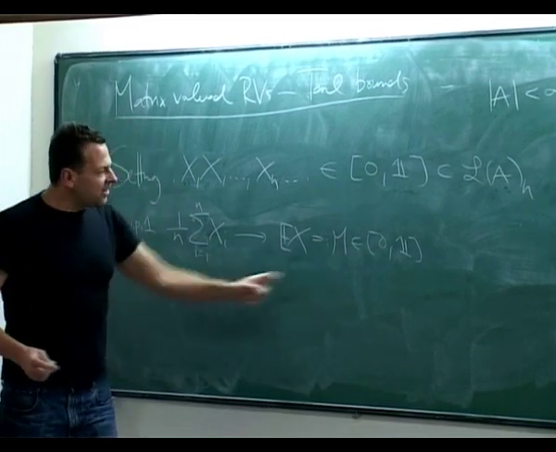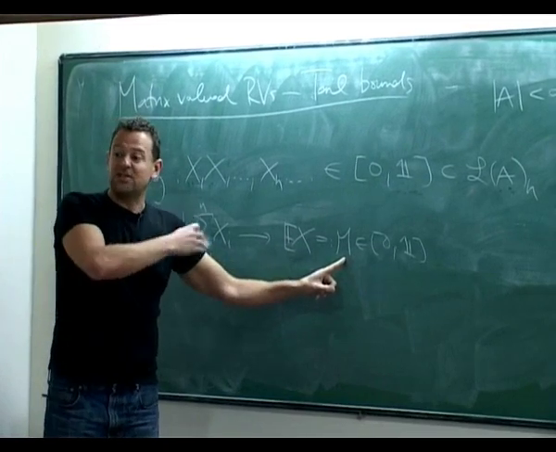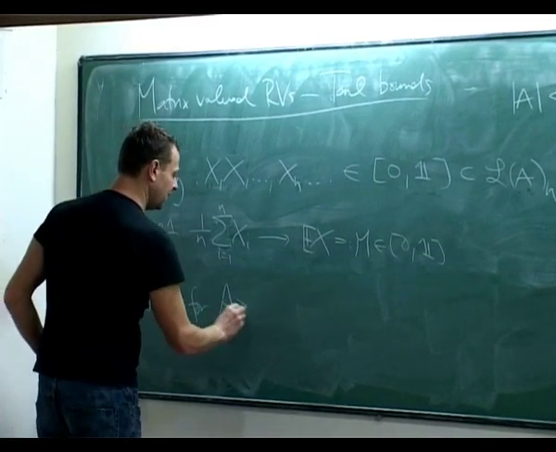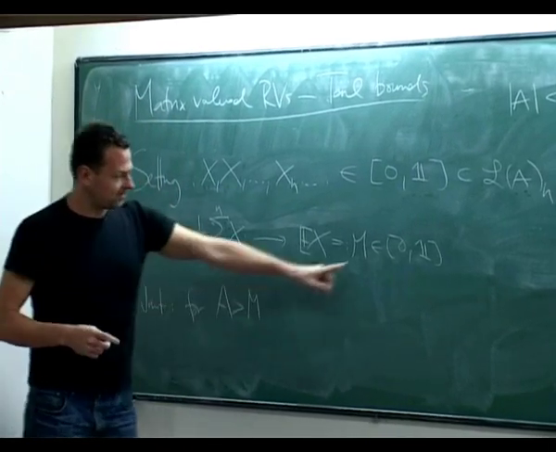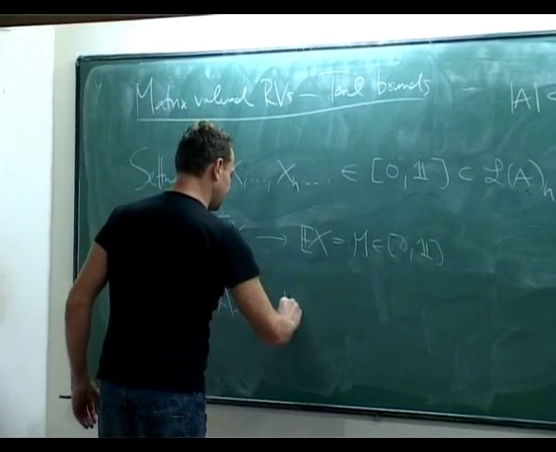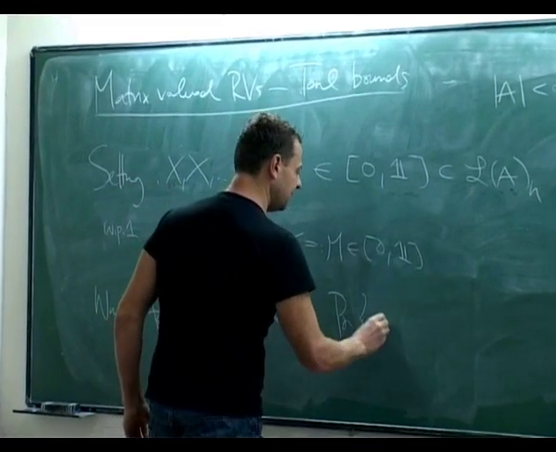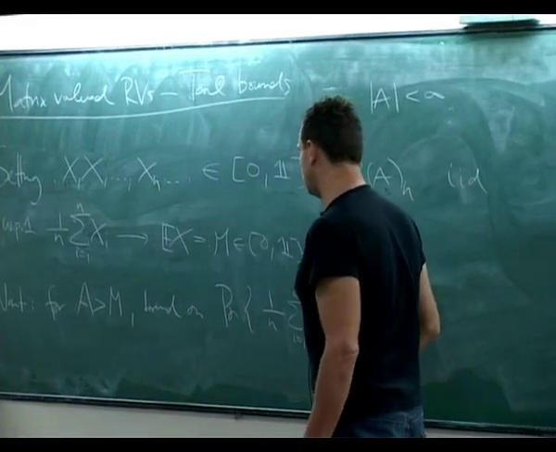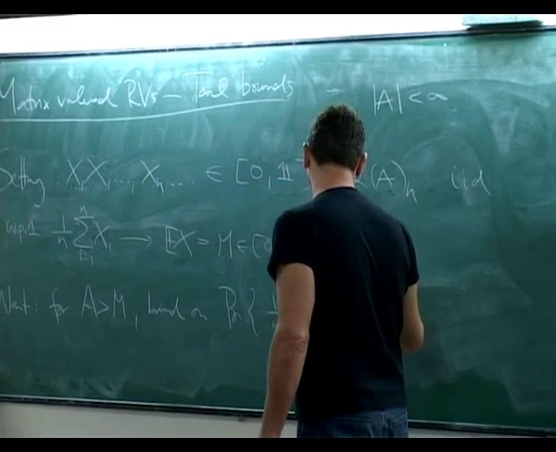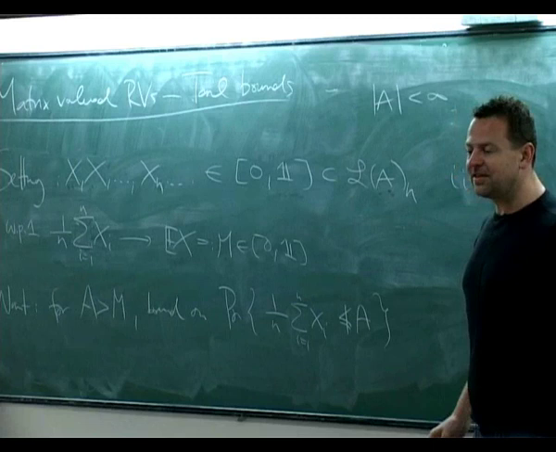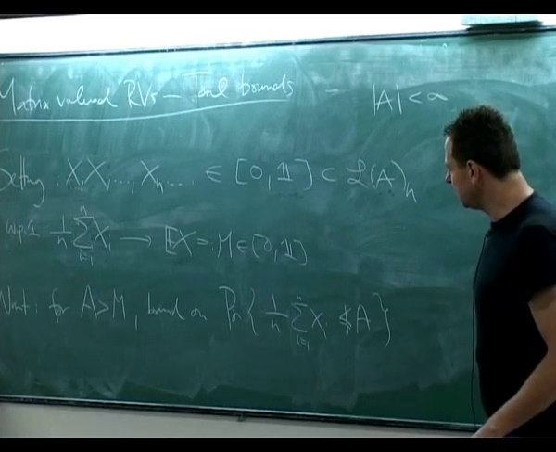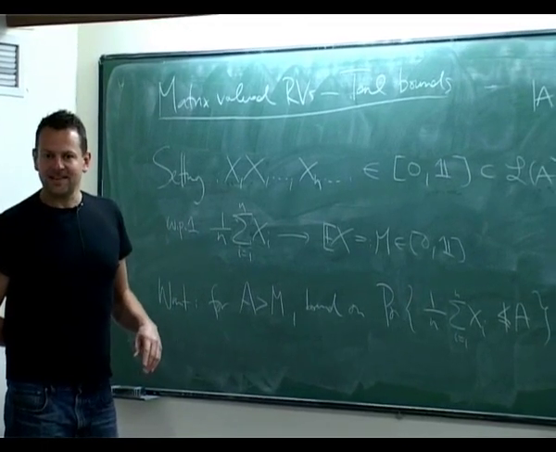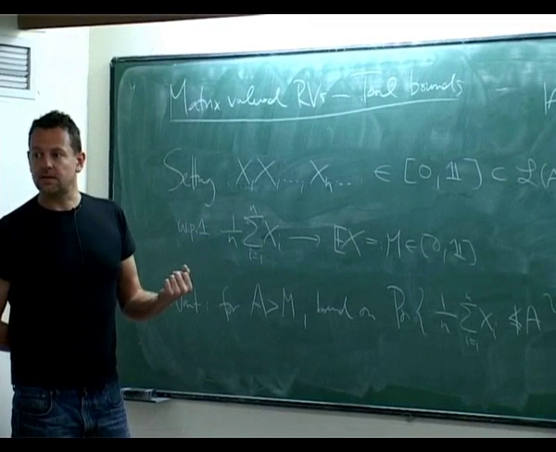What I really want to do is make sure that this mean actually compares to n. The empirical average compares to n. So this is what I want for A larger than m. So this is comparing in the matrix order. I would like a bound on the probability that 1 over n sum x_i is not upper bounded by A. Yeah, so this is my notion of a large deviation here. Just going from the order of the reals to the order on the matrices.